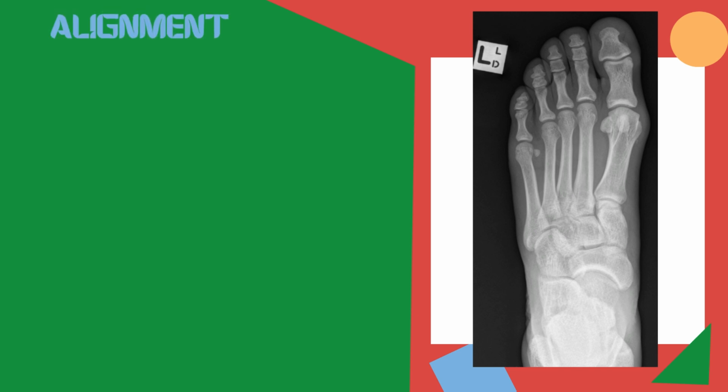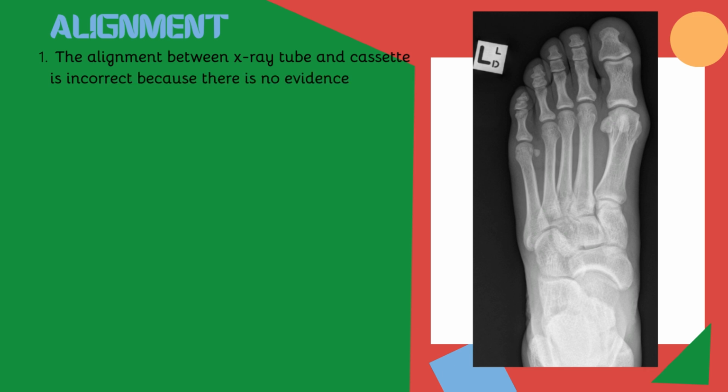The next point is about the alignment. There are 3 components of alignment. The first one is the alignment between X-ray tube and cassette. The second one is the alignment between patient and cassette. And the last one is the alignment between X-ray tube and patient.